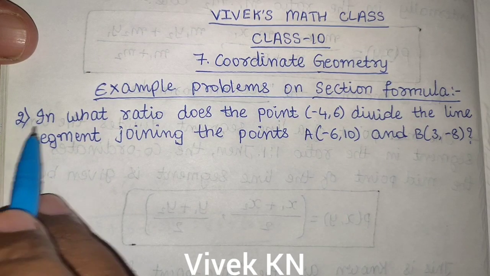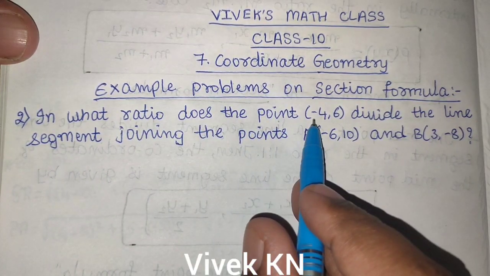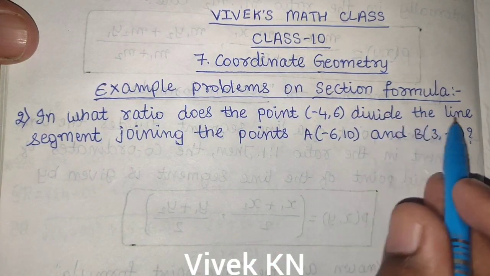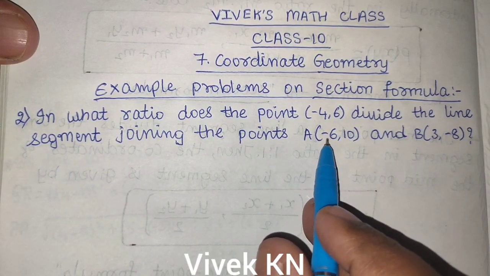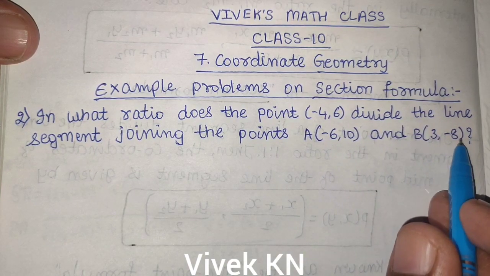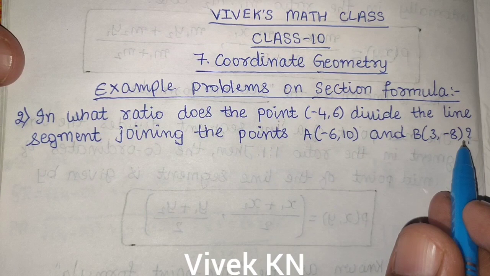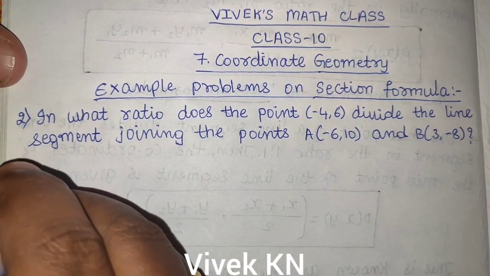Second question, in what ratio does the point (-4, 6) divide the line segment joining the points A of (-6, 10) and B of (3, -8)? So let's solve this problem. Solution.